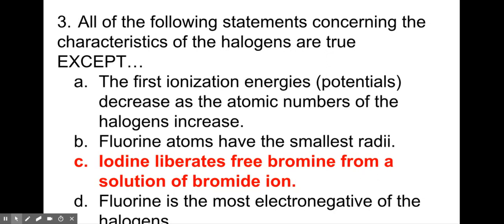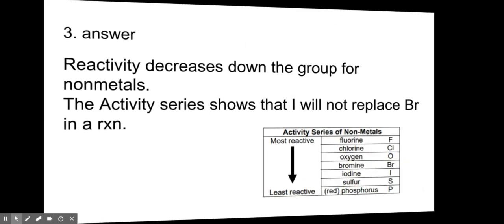Fluorine atoms do have the smallest radii because they have the fewest number of energy levels. And D, fluorine is the most electronegative of the halogens. It's the most electronegative of all elements. So A, B, and D are true. So why is C not true?